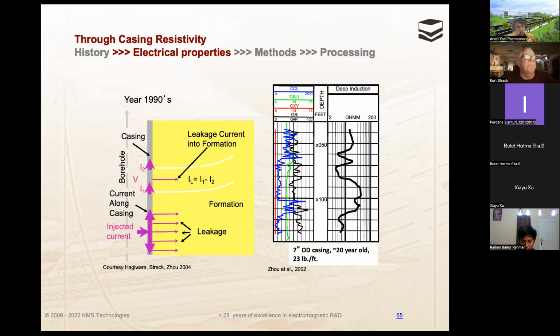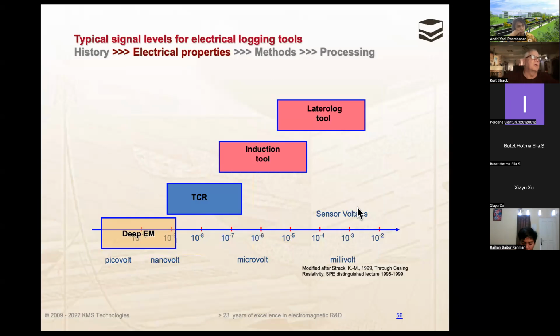Here is an example of Baker and Schlumberger through casing measurements, Schlumberger being blue, Baker being red. This is the original induction log, and you can see that it sees much finer layering, but it's very close to the induction log. The induction log was run before the casing was set. That's why there is a difference. But essentially, you can see that through casing resistivity works.